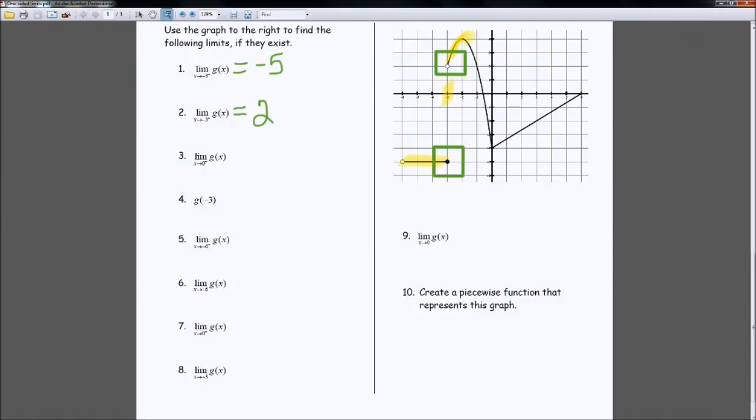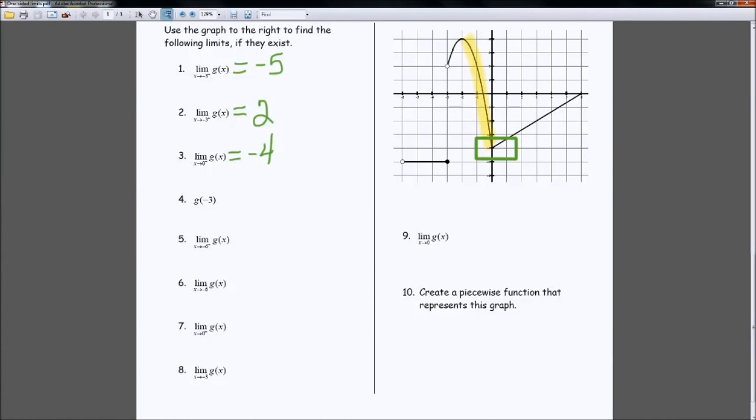Number 3, we're checking the limit of g of x as x approaches 0, again from the left. Let's erase all this stuff right here. We're checking what's happening at 0. What y value is my function going to as I come in from the left? As x approaches 0 from the left-hand side, the y value I seem to be approaching is -4. So the answer is -4.